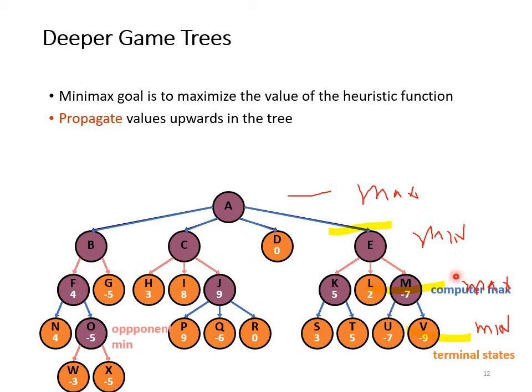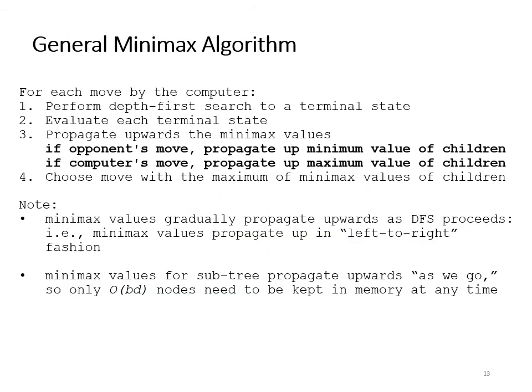So minimum value of 4 and -5 will be -5, and minimum value of 3, 8, 9 will be 3, and minimum value of 5, 2 and 7 is -7. And again it is the turn of the max, so it will take the maximum value of -3, -5, 3, 0 and -7 will be the max. So the computer got the maximum value. So this is the general minimax algorithm procedure.